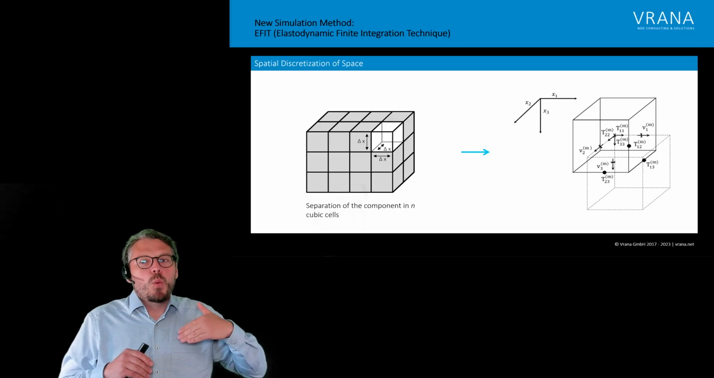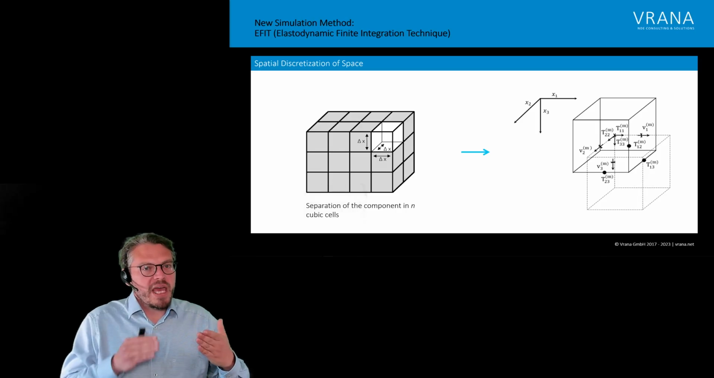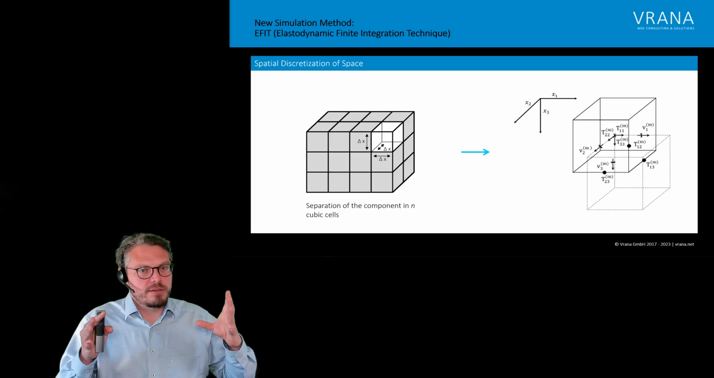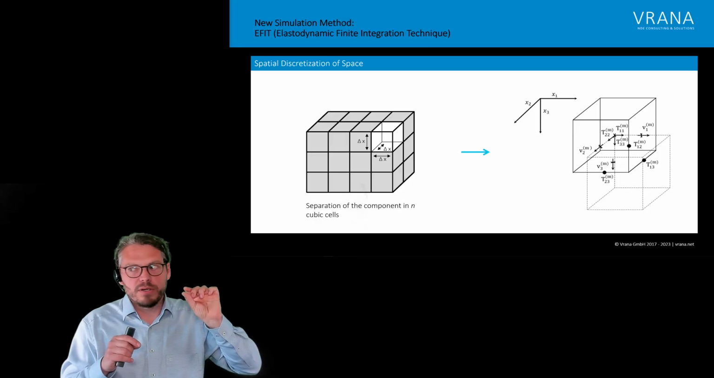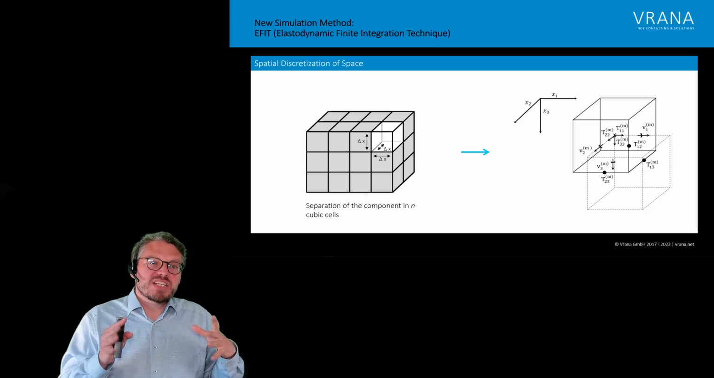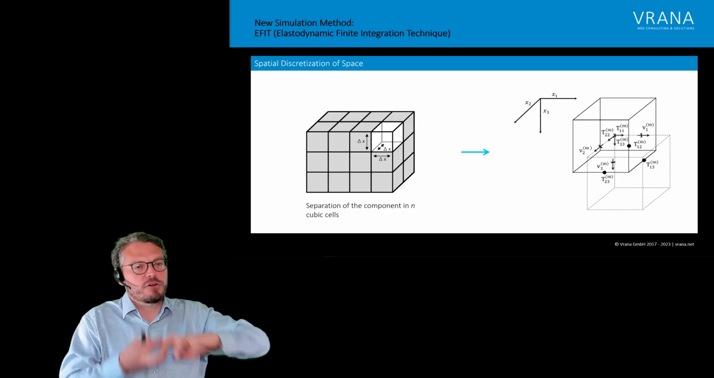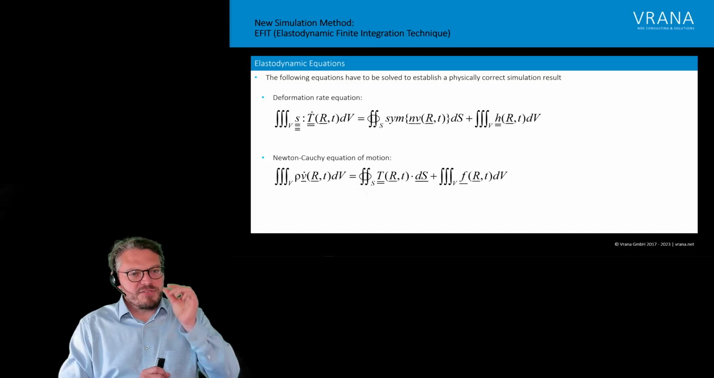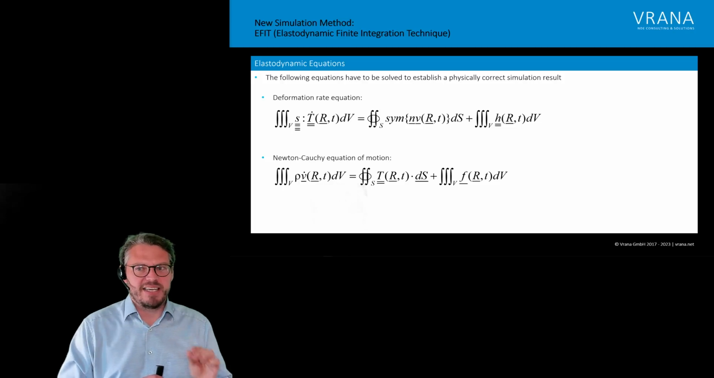Now, we implemented EFIT. For EFIT, we have to do a spatial discretization of our three-dimensional space. We divide our space into small volumetric elements, small voxels. And it's not just one grid, it's actually a double staggered grid. On this double staggered grid, we solve those equations. And every volumetric element has to be tiny, really, really tiny.